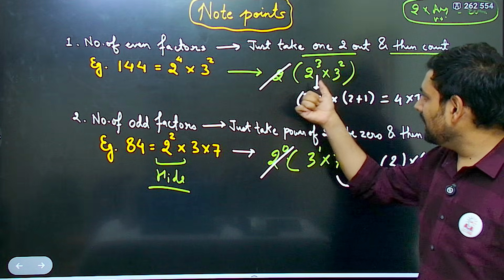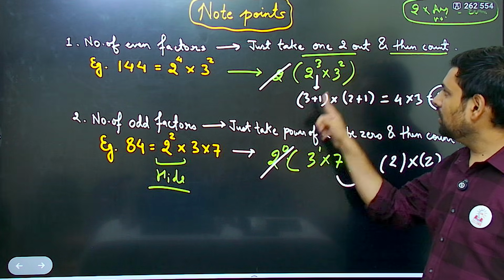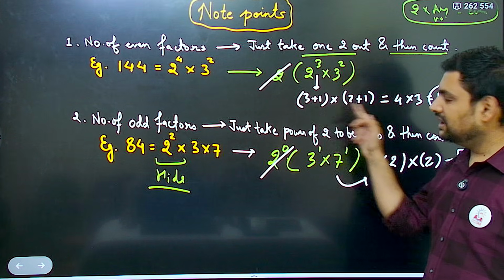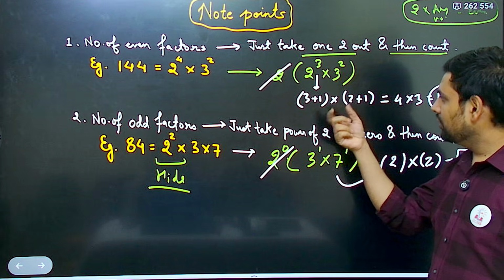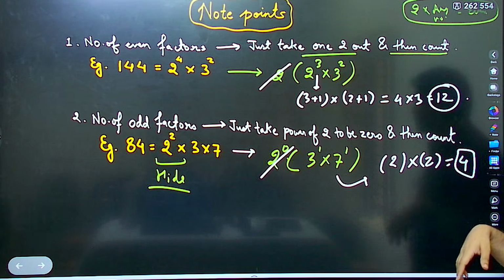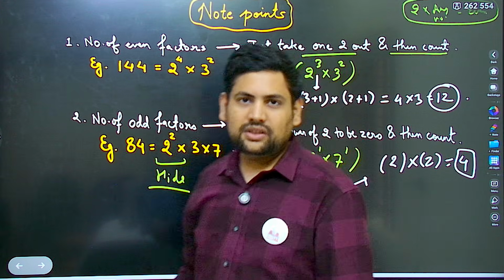Now what remains here? 2 power 3, 3 power 2. How many factors? 3 plus 1 is 4, then 2 plus 1 is 3. Correct. Now you multiply both of them. So what did you get? 4 into 3, 4 3s are 12. 12 becomes the answer. This is the number of even factors.